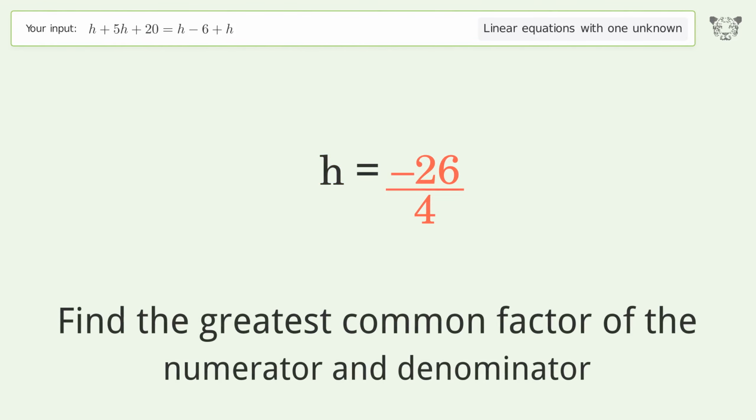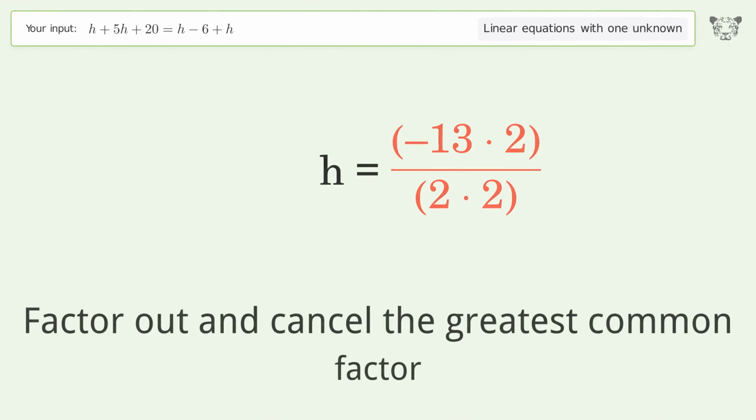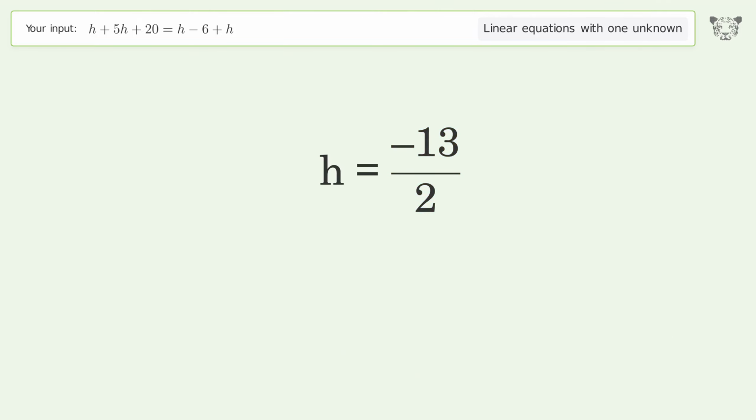Find the greatest common factor of the numerator and denominator. Factor out and cancel the greatest common factor. And so the final result is h equals -13/2.